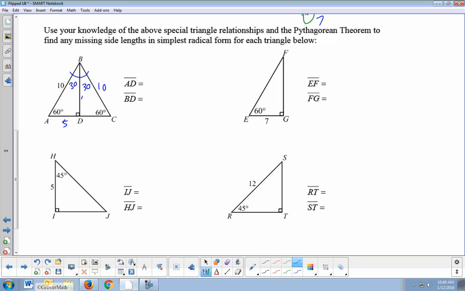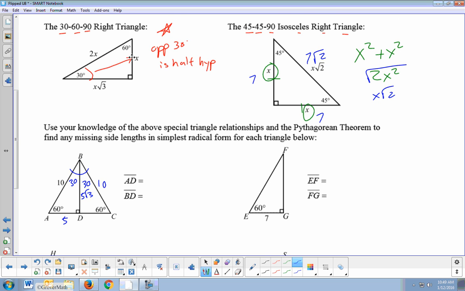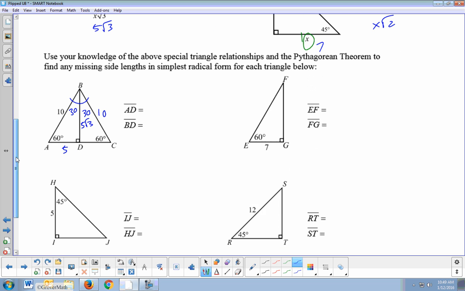And this must be 5 rad 3 because that's the shortcut there. Once I know opposite 30 is 5, this is that length with a rad 3 attached. So AD is 5, BD is 5 rad 3. Ugly, but I'll move on. Okay, how about this one?